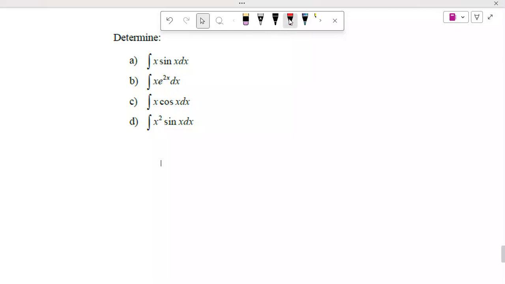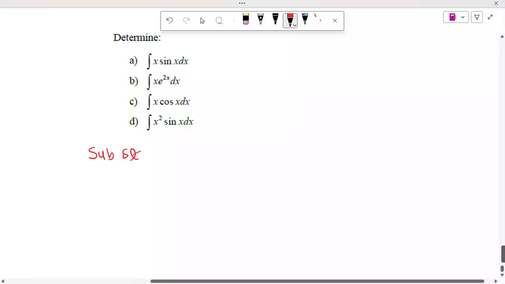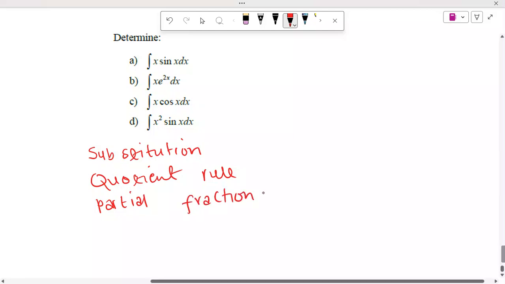Thank you. So today, like I mentioned last time, there are times where you can't use the earlier approaches. For those who follow nicely, there are what we call methods of integration. We talked about the substitution method. We also talked about the quotient rule. Then the other one was partial fractions decomposition.